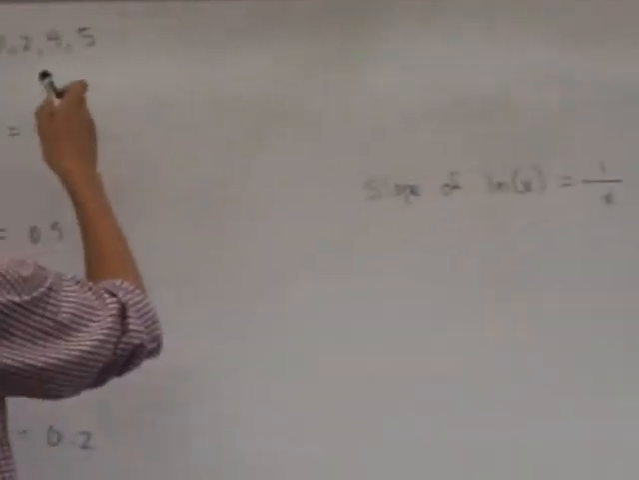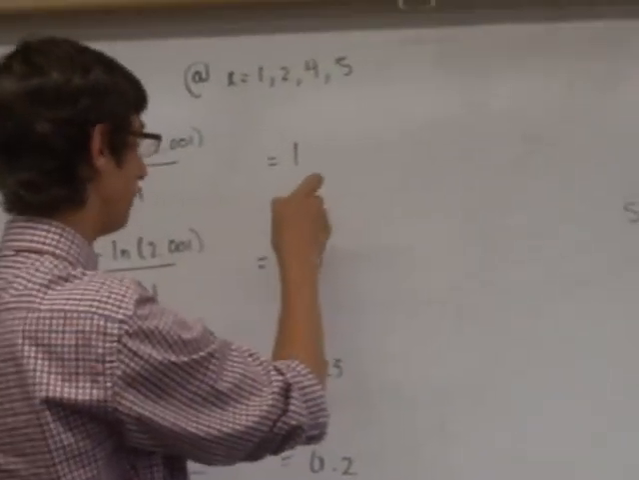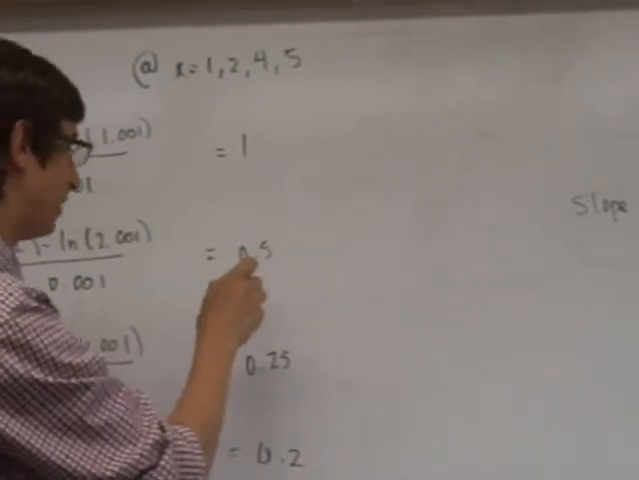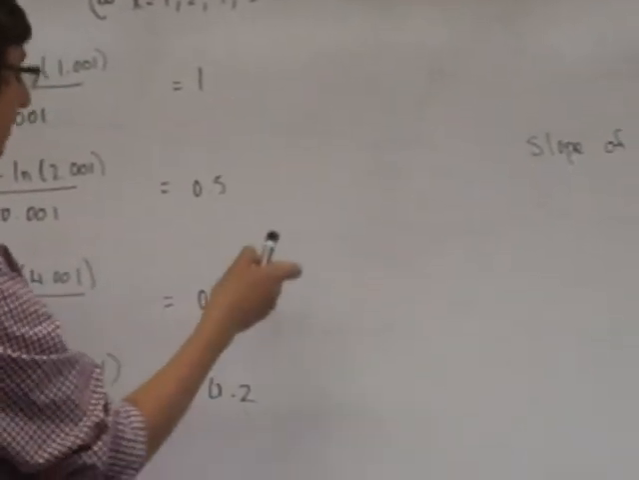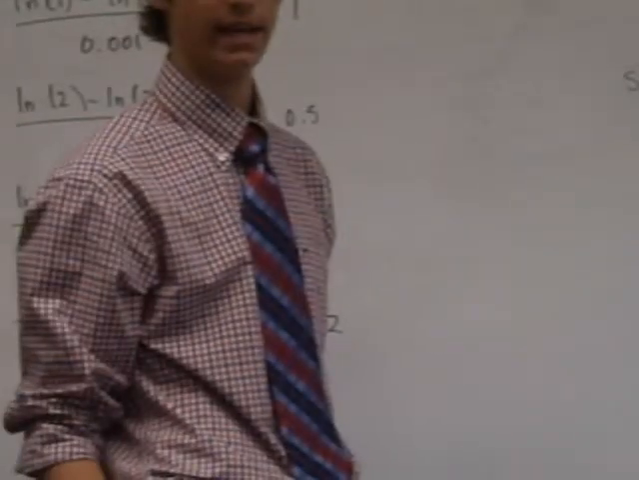When we had 1, it was 1 over 1, so the slope was 1. When we had 2, it was 1 divided by 2, so the slope was 0.5. 4, 0.25, and 5, 0.2. And so that's the conclusion we come to with log natural of x.